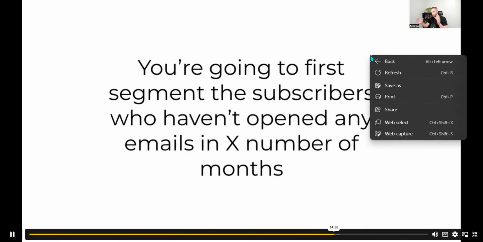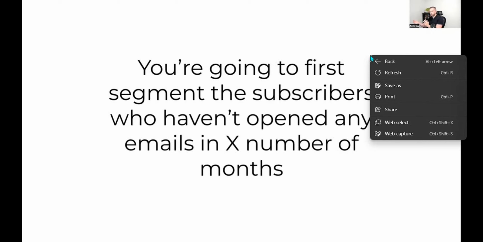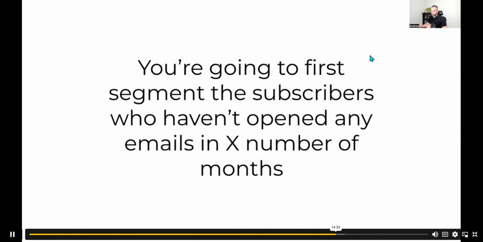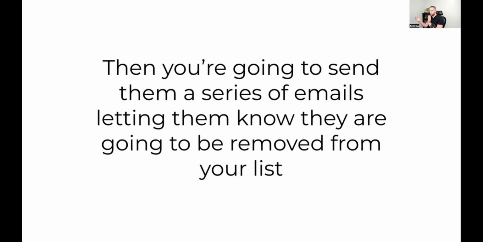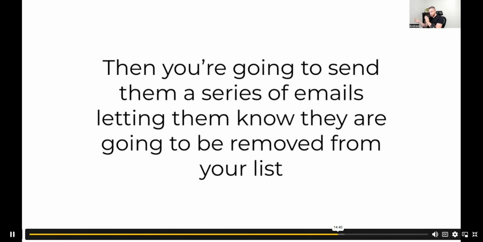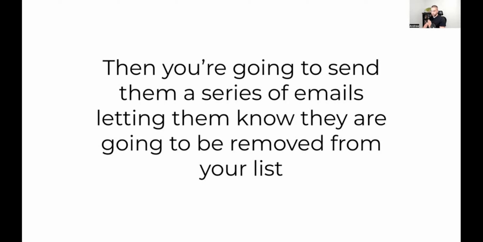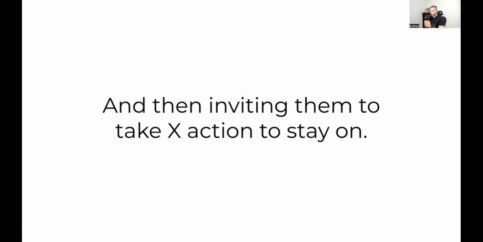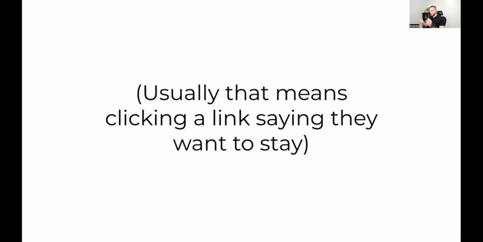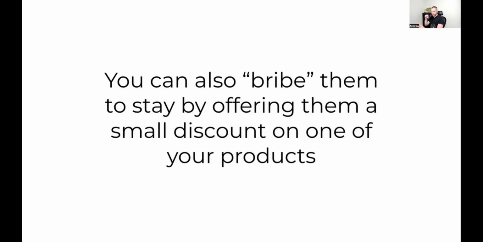You're going to segment out the subscribers who haven't opened their emails in however many months, 3 months, 6 months, whatever you decide, right? You're going to create a new segment on your email marketing software. And then you're going to send those people a series of emails letting them know that they're going to be removed from your list. So you say, hey, so-and-so, I've seen you haven't been active in a while. We want you to stay here. If you still want to receive emails, please click this link. Usually, you make a link, say, hey, click here if you want to stay. They take that action, then they're tagged and they're taken out of that group.